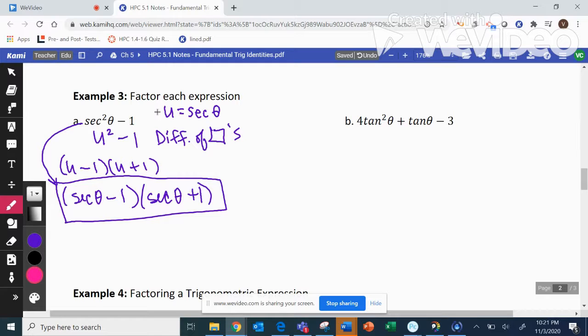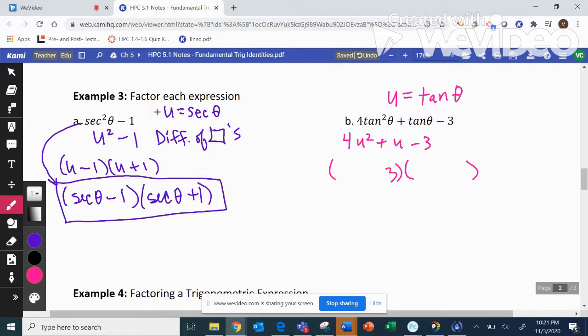All right, this one over here, it looks like a trinomial. So I could use U substitution if I'm not sure where to go. I'll say that U is equal to tangent theta, and I'm going to substitute that in. So I'll have 4U squared plus U minus 3. So this is a guess and check. I know that we're going to have a plus and a minus sign, one of each. I know that it's got to end with a 3 and a 1, but I'm not sure which one. Actually, I'm going to write the signs after I figure that out.